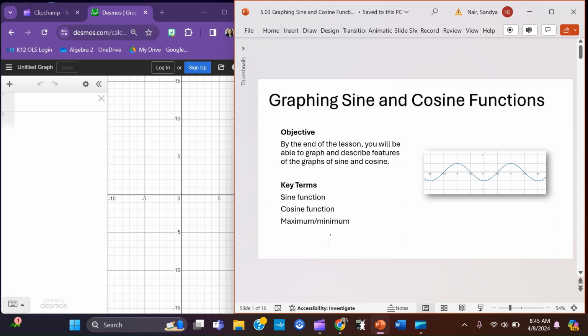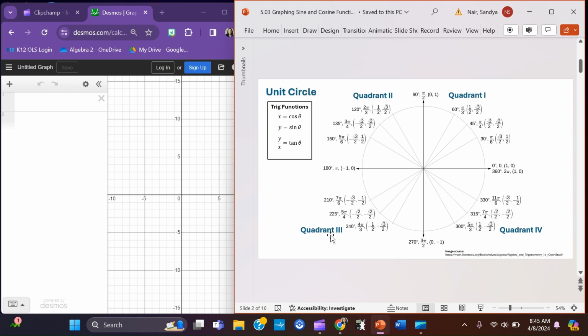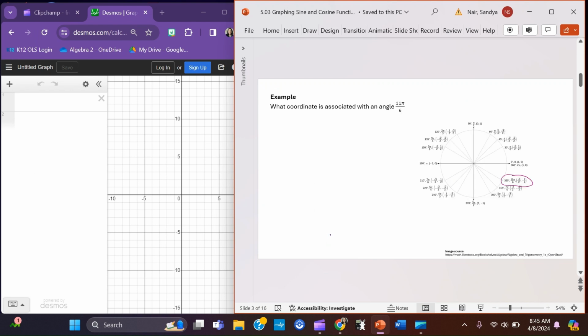In this video, we're going to talk about how to describe key features of the sine and cosine graphs. So remember, we talked about the unit circle in the last lesson, and we said that you could figure out the values of cosine, sine, and tangent using the unit circle. So sometimes you'll see the question phrased like this.